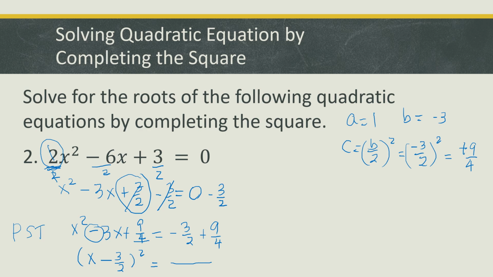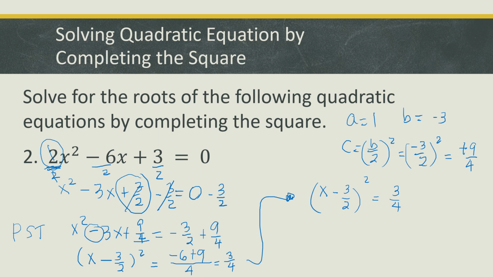Get their LCD, 2 and 4 is 4. 4 divided by 2 is 2 times negative 3, we have negative 6. 4 divided by 4 is 1 times negative 9, we have positive 9. Then we have here negative 6 plus 9 is 3/4. Okay, so the equation will be x minus 3 over 2 squared is equal to positive 3/4.